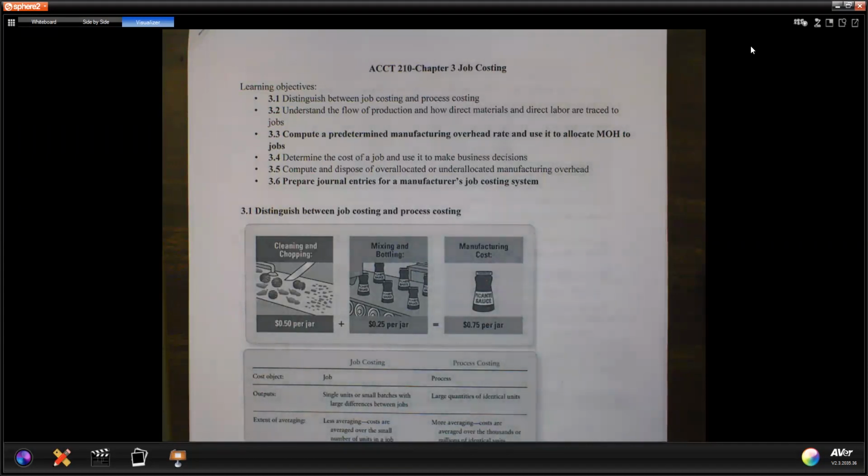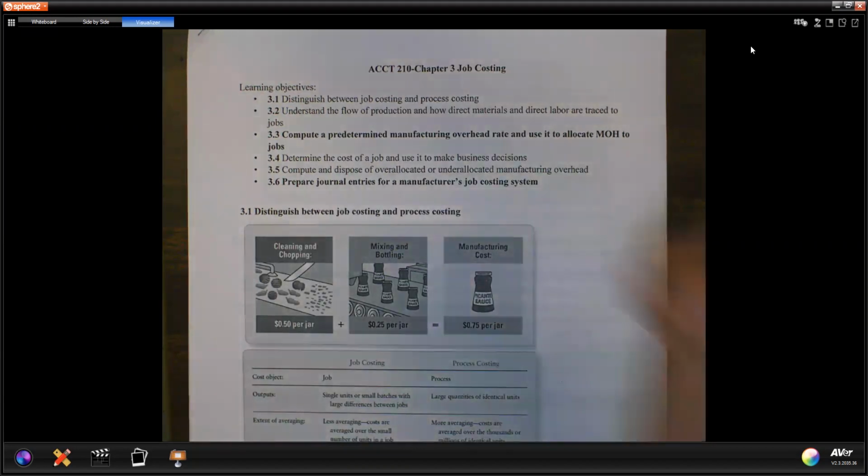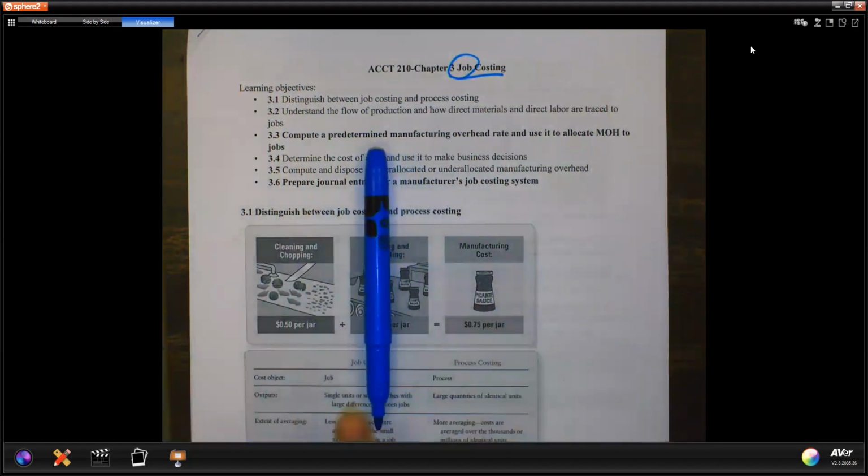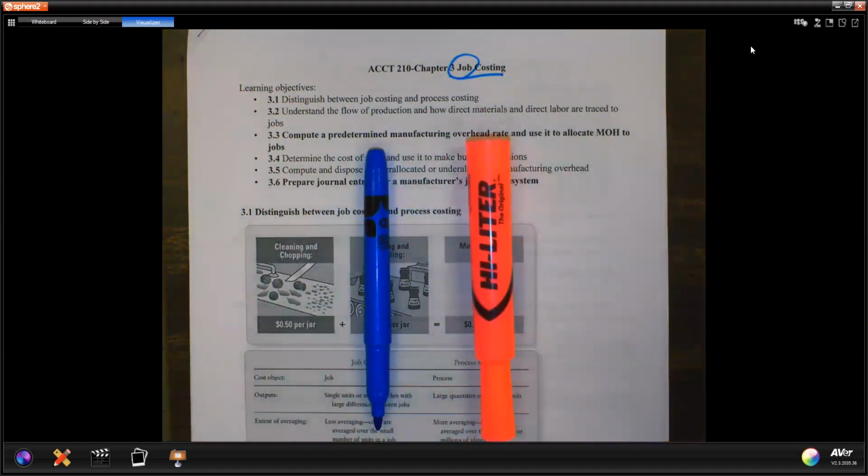We go through our handout and then we practice some problems together. Chapter 3 is talking about job costing. So what's the meaning of job costing? It's when you get a job order, you want to know, hey, what's the cost for this job? The job is making this blue pen, or another job is making this purple pen, or this pink pen, or this yellow pen, right? So you have different jobs, and then we want to find out what's the cost for each job.